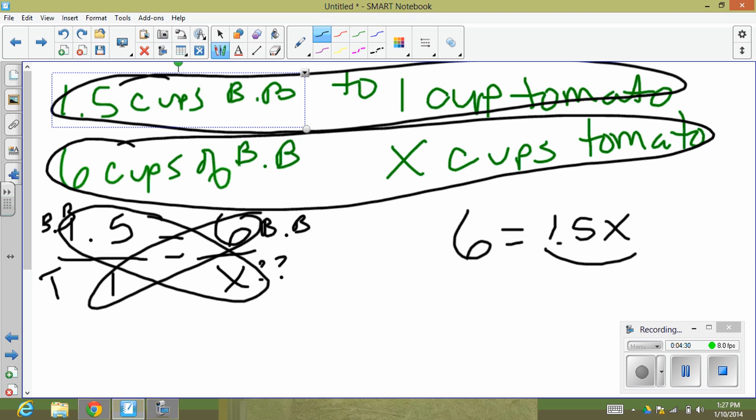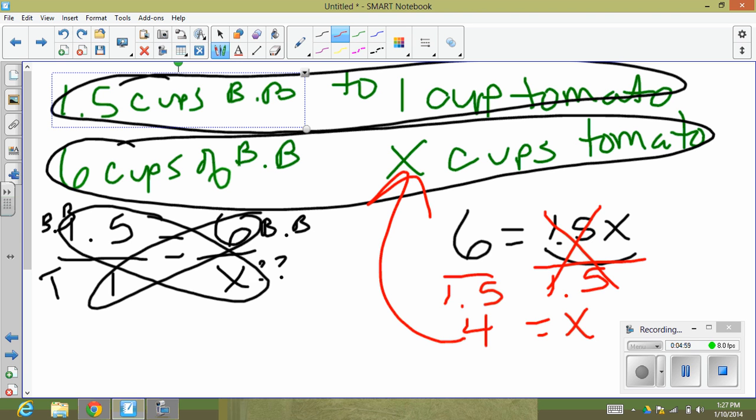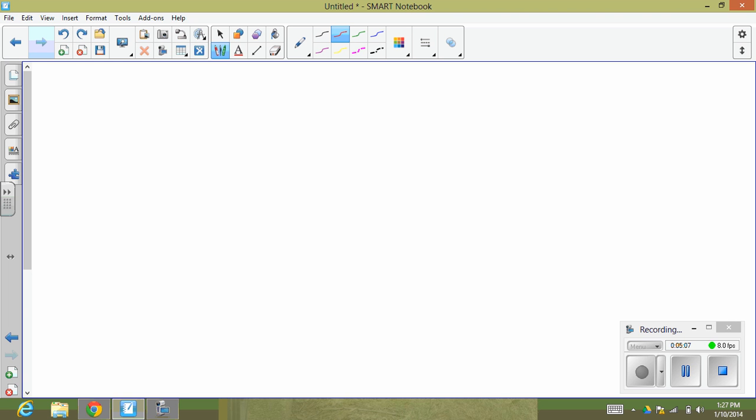The operation in here is times. To undo times, we're going to use division. So we're going to divide both sides by 1.5 because I'd like to isolate the variable. Cross these out, giving me x equals, take your calculator and punch in there 6 divided by 1.5 and you should get an answer of 4. So that means I will need 4 cups of tomatoes if I'm going to use 6 cups of black beans. All right, we're going to do one final example, and we'll call it quits.